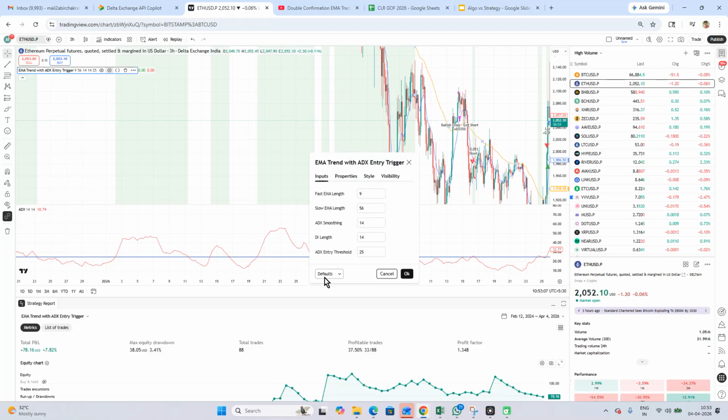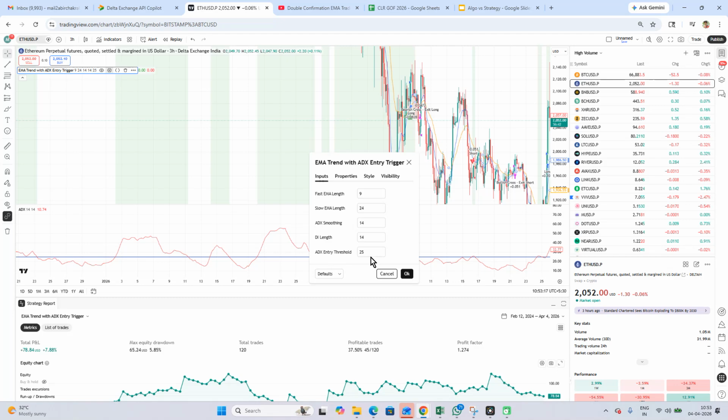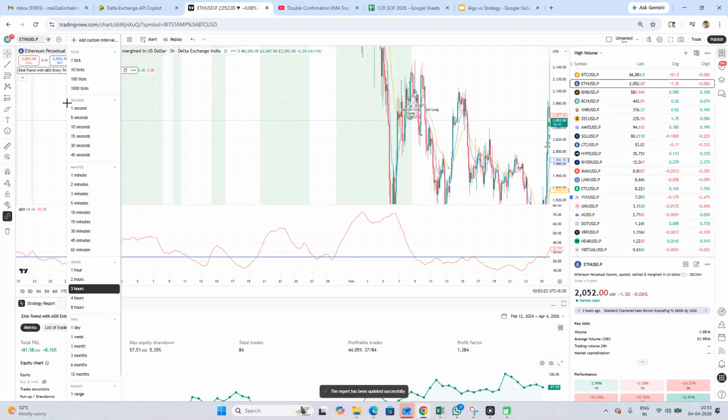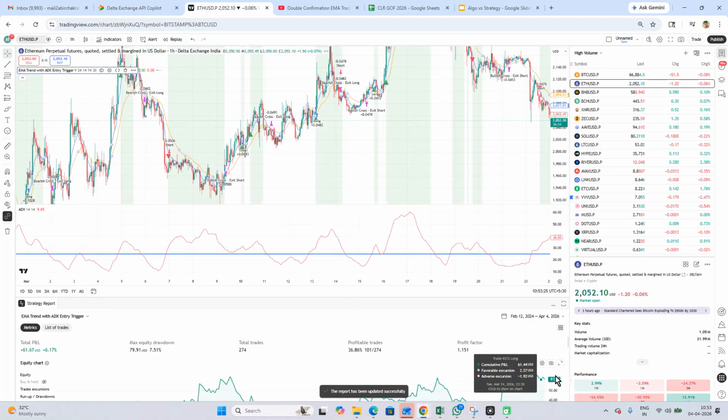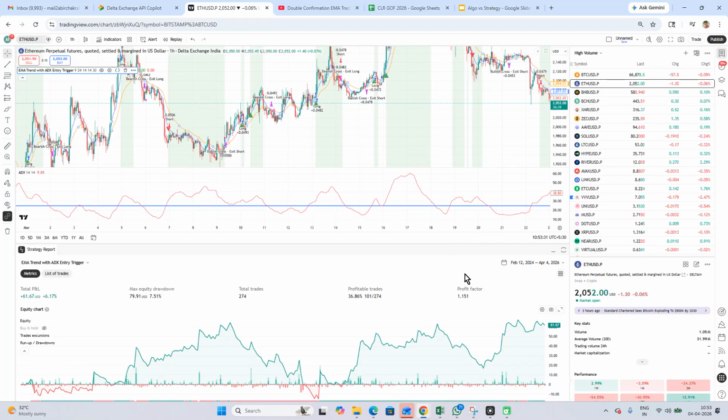Let me adjust it like before. So 24.9, this is fine. Okay. Now let's play with this ADX threshold once. If I want to go for a higher ADX value, yes, now it is relatively better than what the 25 threshold was. So the trade is lesser.